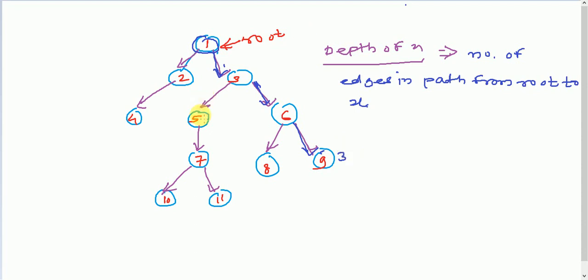Let's say I want to find out depth of 7. So the number of edges from root towards 7 is 1, 2 and 3. So that's why depth of 7 is 3. Depth of 9 is also 3. So that is the number of edges from a root towards a particular node X.